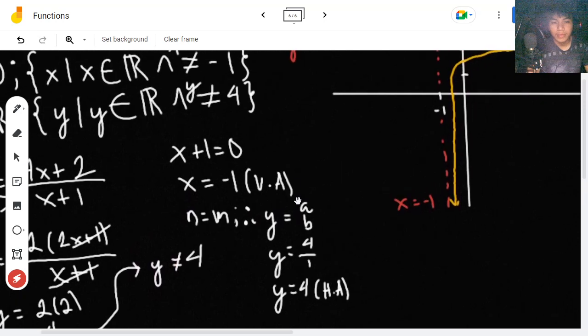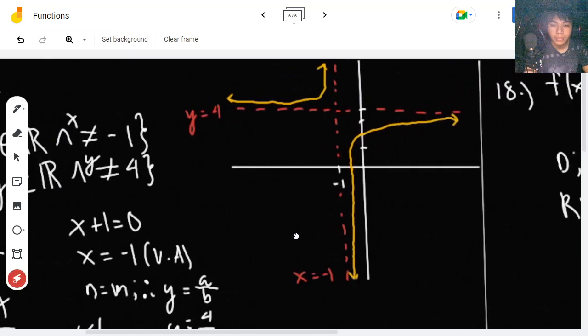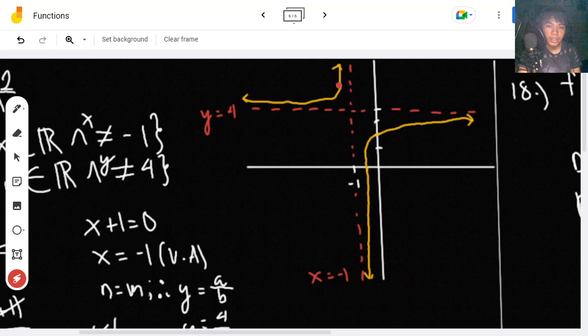Now again, solve for the vertical asymptote, just solve for the denominator in terms of y, and since the degree of n is equal to the degree of m, this is just a over b. So 4 over 1, which is just 4. This is our horizontal asymptote. And we go here, and this is the behavior of the function.